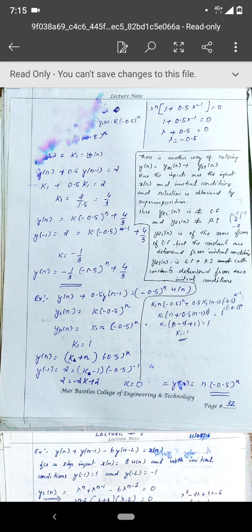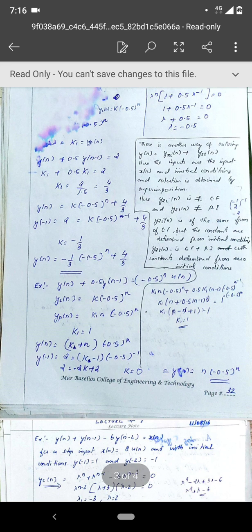So 1 is a constant. I told that the particular solution is the same form of that input. So as input is a constant, my particular solution also will be some other constant. So let us take that as k1. So yp of n is taken as k1. So we take the entire equation once again: y of n plus 0.5 y of n minus 1 is equal to 2, and we take the particular solution as another constant k1.